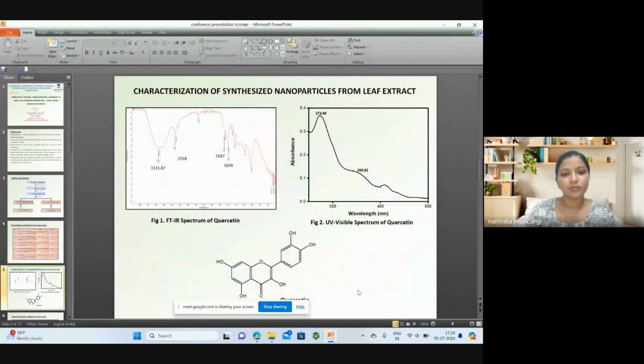This is the characterization of the compound from the leaf extract, in which we have extracted the quercetin. We can see the main peak at 3,331.87 per centimeter represents the phenolic OH, and 2918 represents the CH stretching, and 1687 represents the carbonyl stretching frequency, and similarly 1609 represents the C=C stretching frequency. Whereas in case of UV visible spectrum, we can observe the 2 bands at 274 and 355 for the flavonol groups. This is the structure of the quercetin.